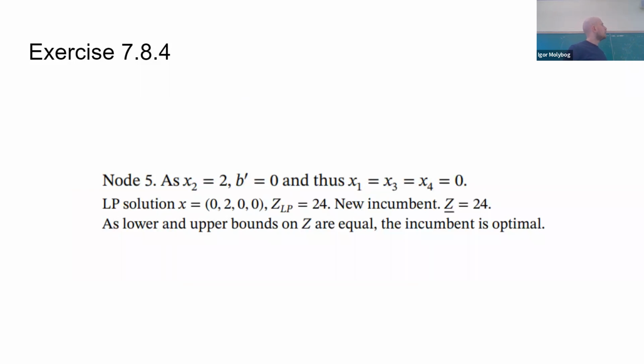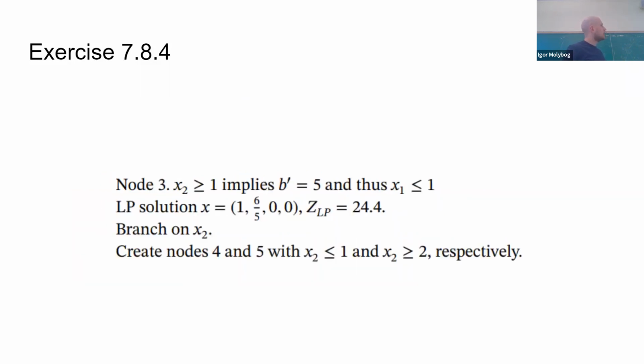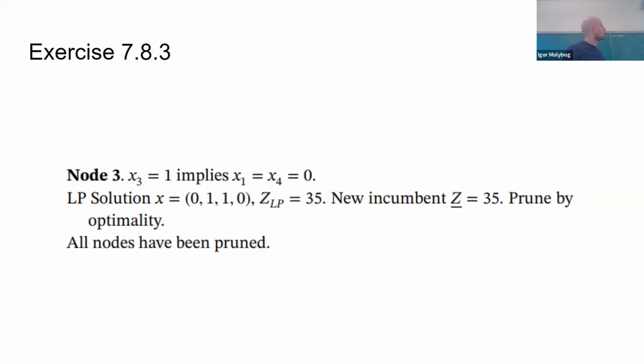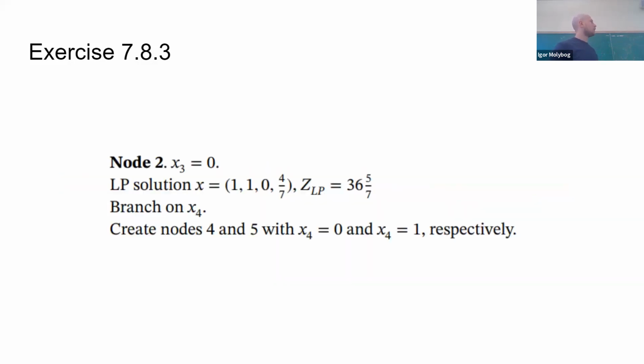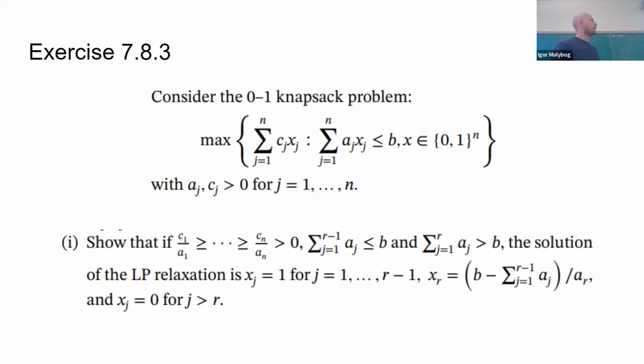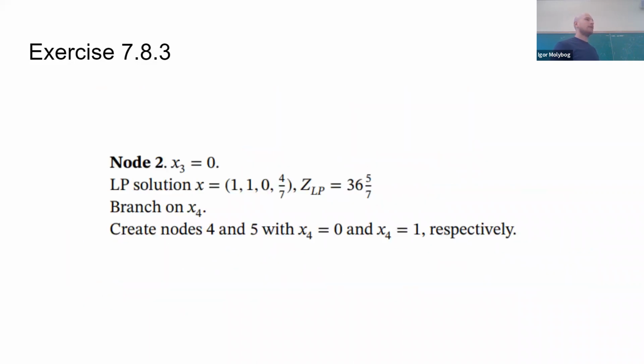This brings us to the conclusion that ZLP is equal to 35, and the new lower bound is equal to 35, and we can prune that solution by optimality as well. And that concludes our entire solution for the 0-1 knapsack problem. I hope that it was clear how exactly I was solving this LP.